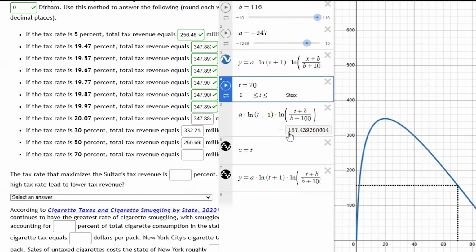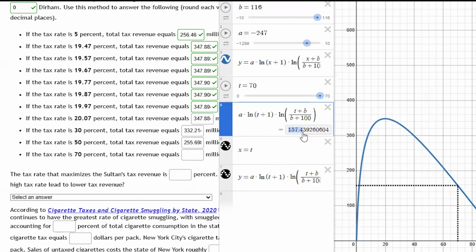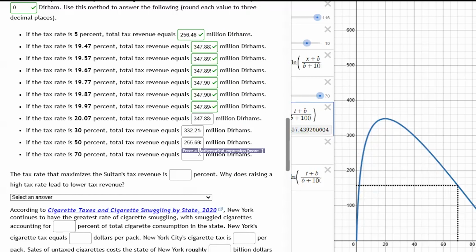And tax revenues are all the way down to 157.439 million. Press enter. The tax rate that maximizes the Sultan's tax revenue is what percent? So we said tax revenue is 347.901. So the tax rate that maximizes tax revenue is 19.77%.